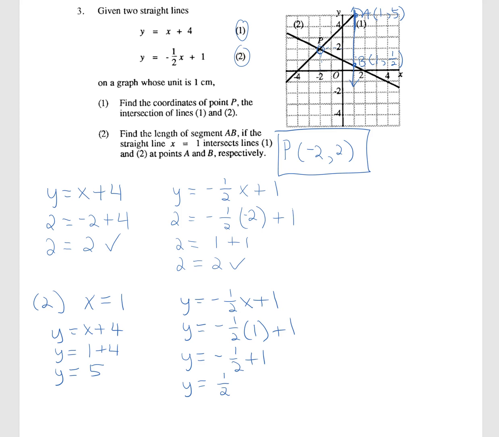The question's asking for the length of the segment between A and B. So, since this is a vertical line, what we can do is subtract our y values to figure out the distance between them. So, I'm going to take 5 and subtract 1/2. And this gives me 4.5. We've been told in our question that each unit on the graph is 1 centimeter, so this is going to be 4.5 centimeters. And that's the answer to part 2 of question 3.